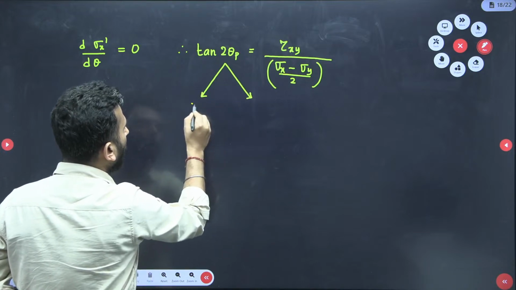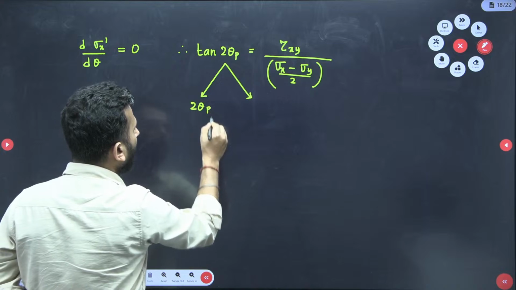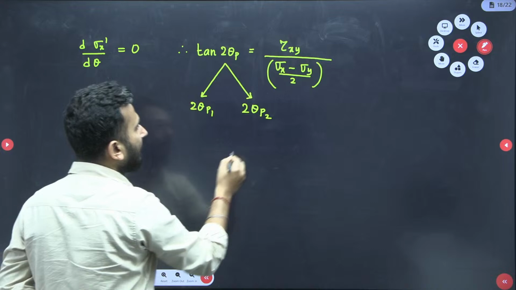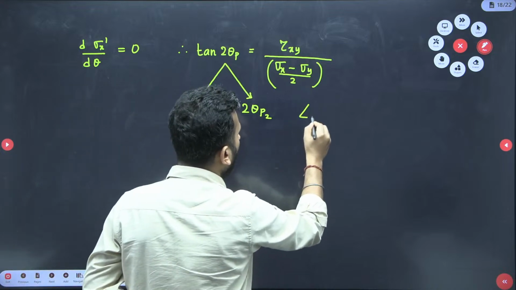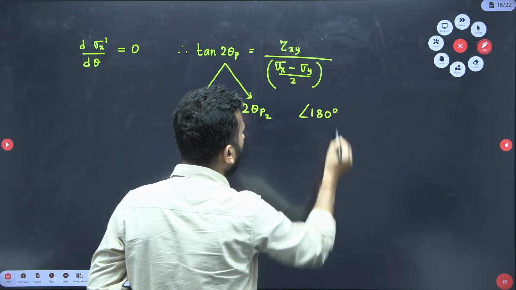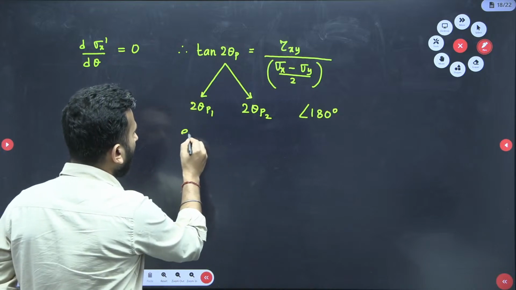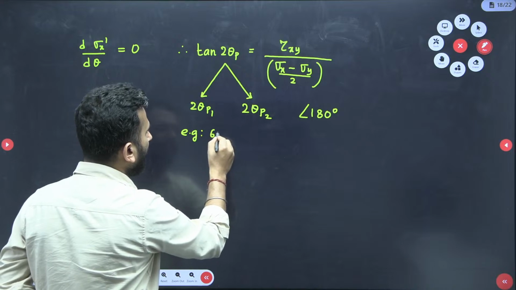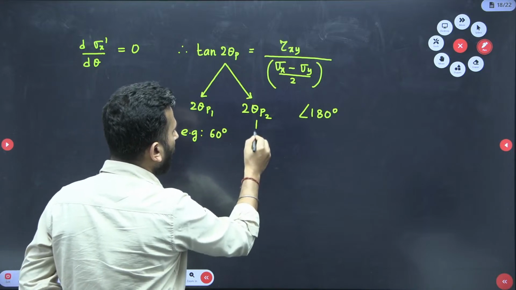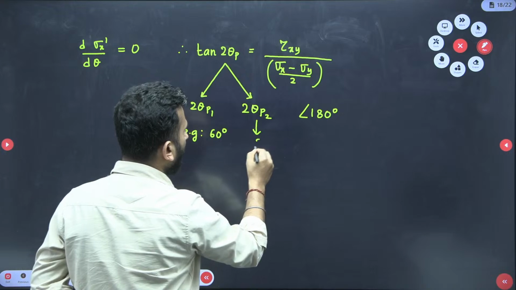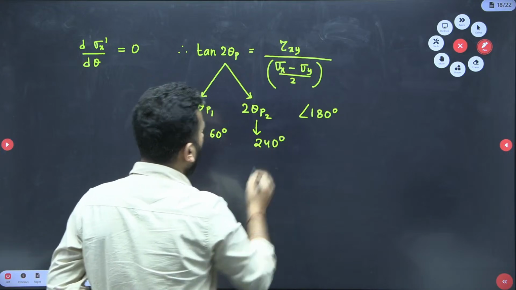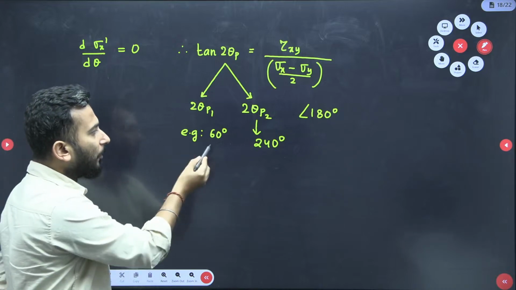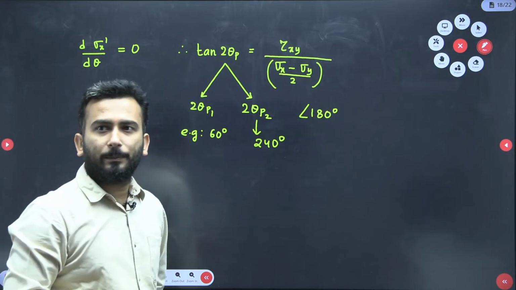Over here two values are possible, 2 theta p1 and 2 theta p2, and both are separated by an angle of 180 degree. For example, if this 2 theta p1 is coming out to be, let us say, 60 degree, you simply add 180 degree, so it will be 240 degree. Obviously theta p1 and theta p2 will be simply the half of this 60 degree and 240 degree.